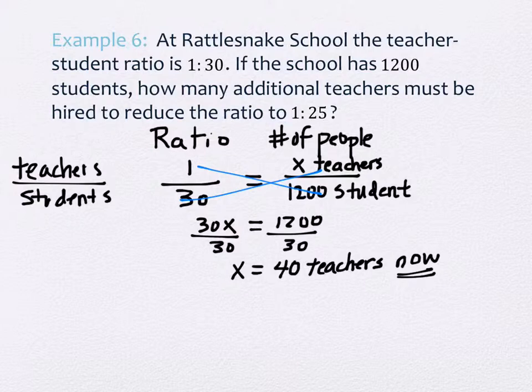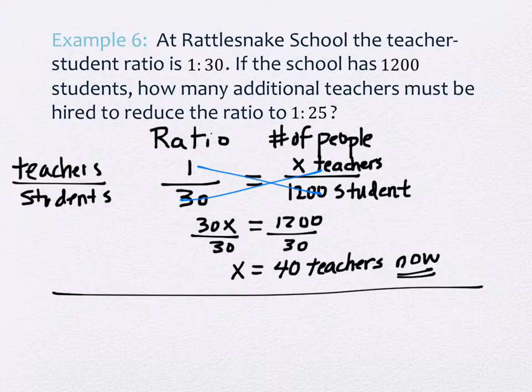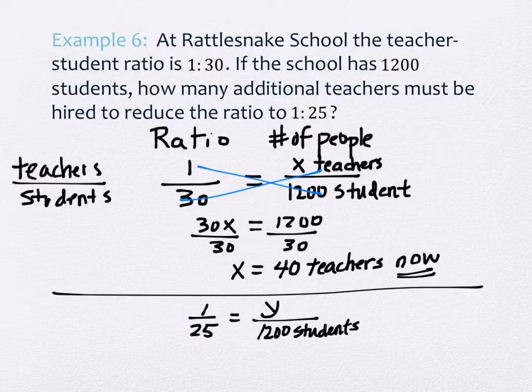Now what am I going to do with that 1 over 25? We're going to do the same thing again, but what's going to change? Right, you're going to have a 25 here instead of a 30. You still have the same number of students. You don't have the same number of teachers, so I'm going to call it y. This is not the teachers that we currently have. It's the teachers we want to have, right? Okay, and then I've got 1,200 on bottom, right? Okay, we're going to cross multiply. I've got 25y equals 1,200.